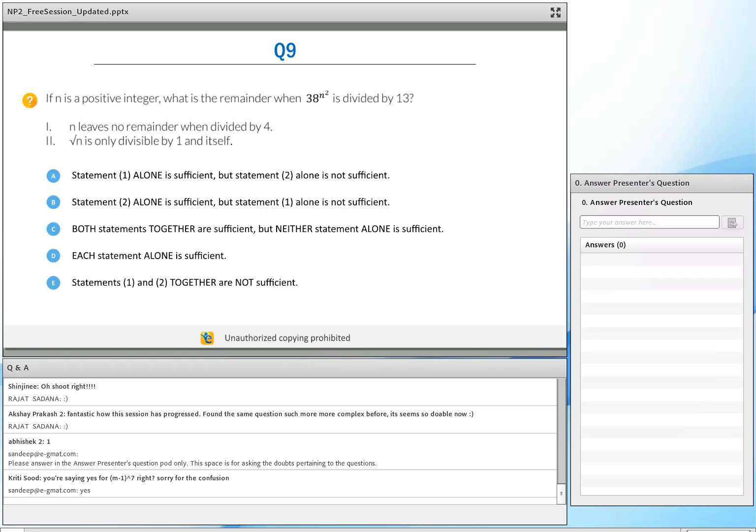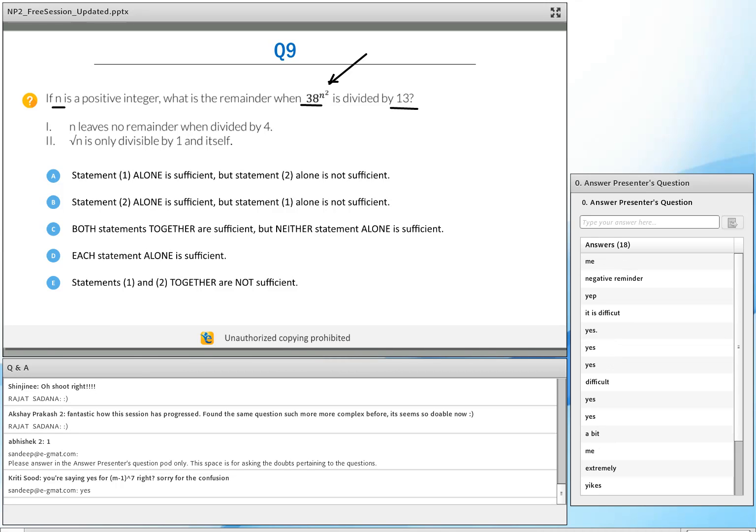Okay, so what's given to you? What's given to you is that n is a positive integer, and we've got to figure out what's the remainder when 38 to the power n square is divided by 13. Now, how many of you were scared when you saw this and you said, man, this is challenging? How many of you were scared?